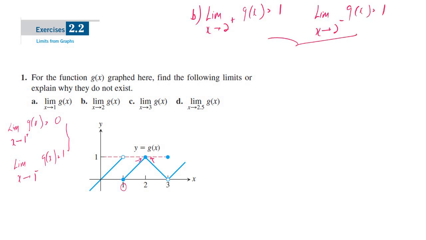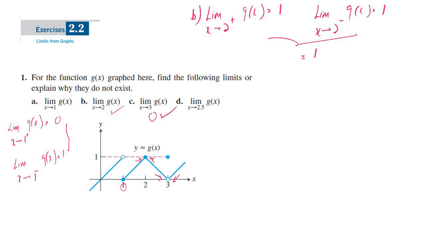So as these two are equal, the limit does exist and the value is equal to 1. Let's look at 3. At 3, from the positive side, it tends to 0. From the negative side, it tends to 0. So it exists and the limit is equal to 0.